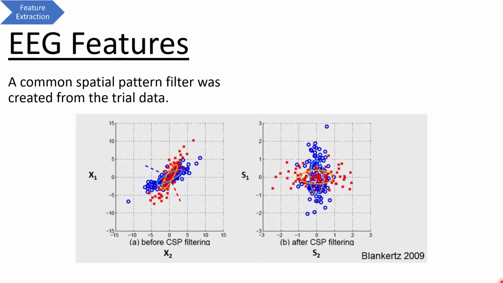For EEG feature extraction, a common spatial pattern filter was created from the trial data. A common spatial filter is designed to transform the channel data, which can be seen here by 2 different channels in the 2 different colours, so that it has a high variance for one condition and a low variance for the other condition. Then the other channel can have a high variance for the second condition, but a low variance for the first condition. We can then directly use the variances of the different channels as features to be used for the classifier.